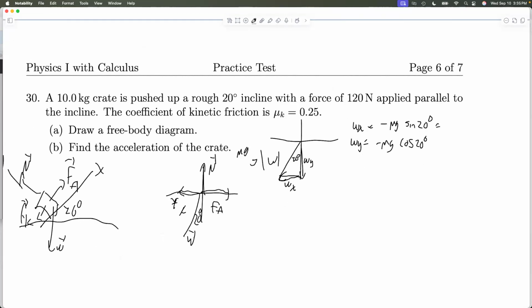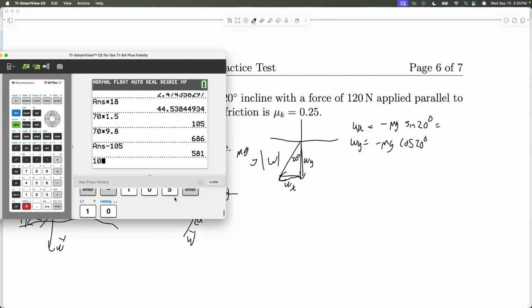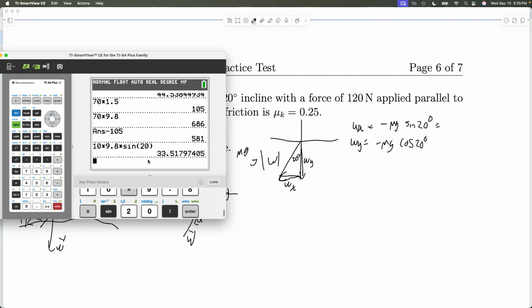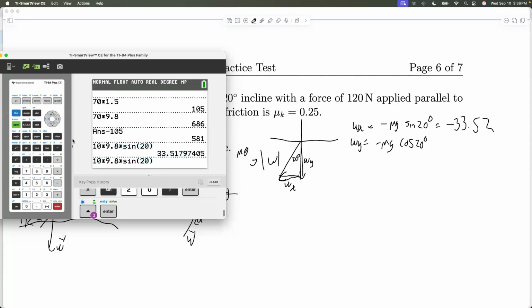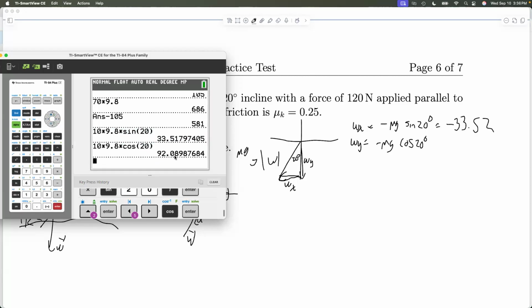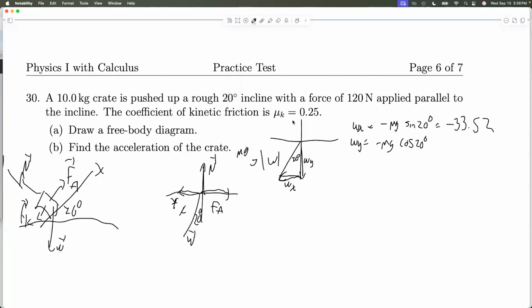All right, what was mg? 10. All right, so 10 times 9.8 times, oh, we'll do sine first. Sine 20. Negative 33.52. And then if I'm really careful, I can just go up, grab that, hit enter to grab it on this calculator, and replace that sine with cosine. Negative 92.09. And they're both negative.